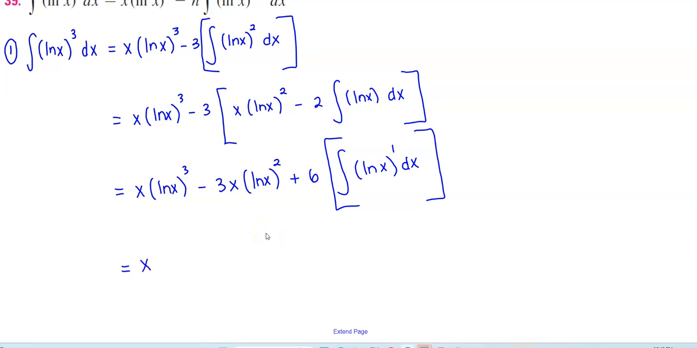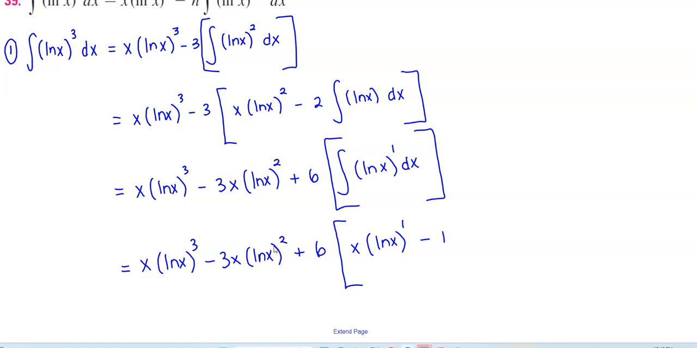So we have x times the natural log of x to the third power minus 3x times the natural log of x squared plus 6 times, again, using that formula, we have the following. We have x times the natural log of x to the first power minus n, which is 1, times the integral of the natural log of x to the 1 minus 1, which is 0, dx.